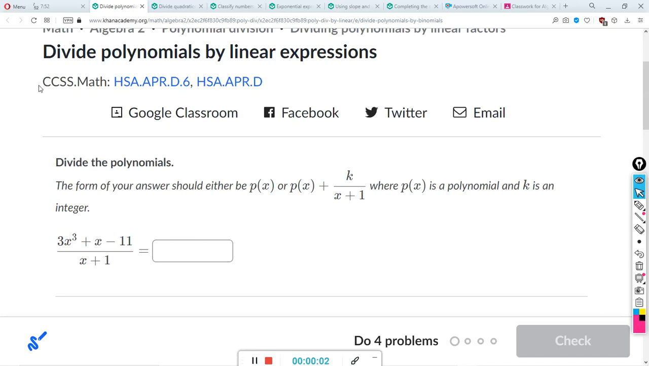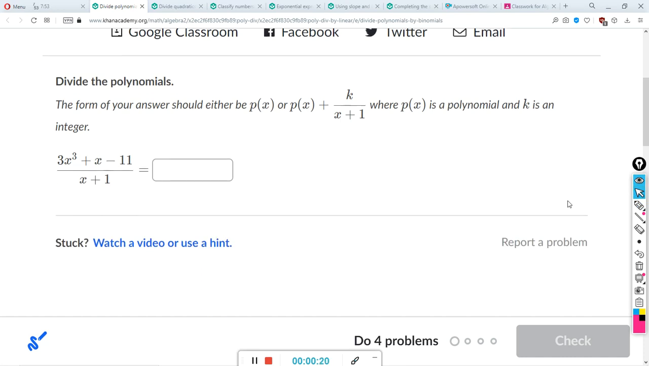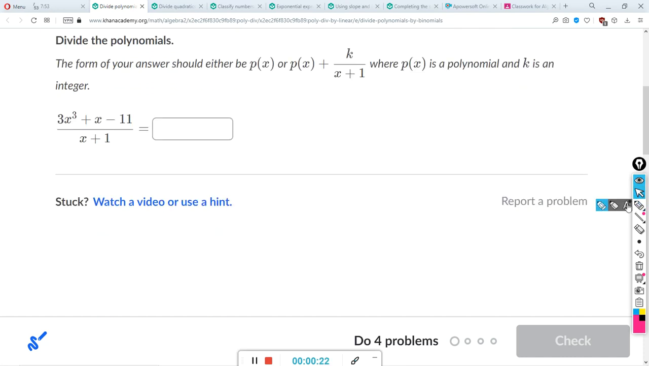This will be for the assignment, divide polynomials by linear expressions. Okay, it's the same as before, except now we're going to have a remainder. All right, so here we have x. Well, let me make more room first. All right, here in the denominator, we have x plus 1.